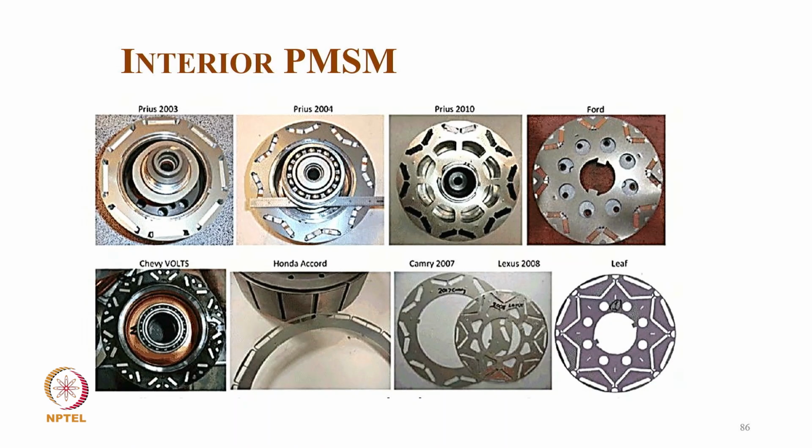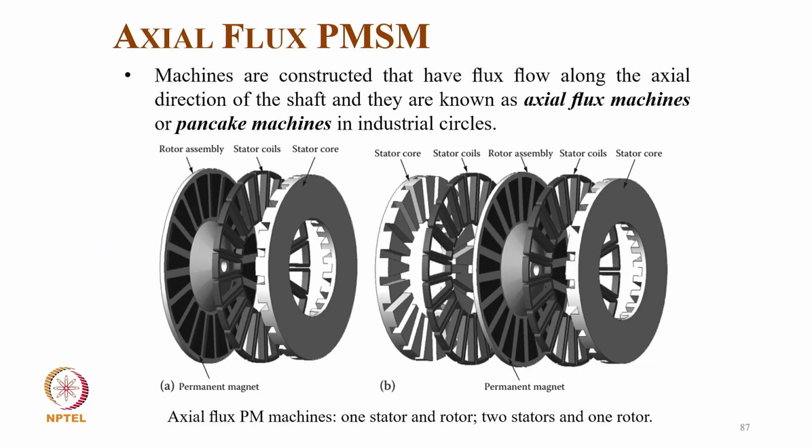Then this interior permanent magnet synchronous motor is used in different electric vehicles, like the Prius 2003, Prius 2004, Prius 2010 and Ford model. Then Chevrolet, Honda Accord, Camry 2007, Lexus 2008 and Leaf. So what is the kind of rotor construction? And you can see that, of course, the stator is normally 3-phase winding.